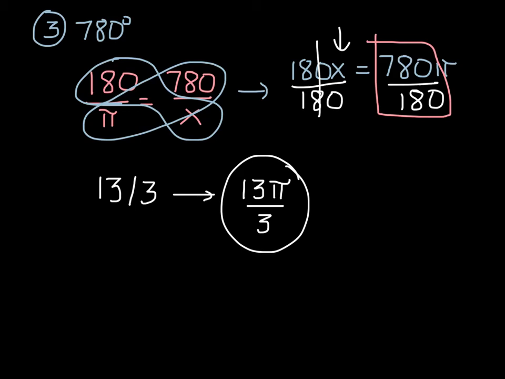So 13 pi over 3, if you were to actually find it on the circle, it would be the same place. It's just pi over 3. But you don't need to know that for what we're doing today. This answer is perfectly fine. Okay, let's try a couple of the radian ones.